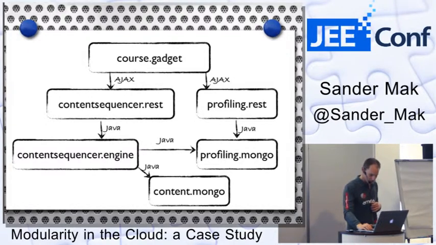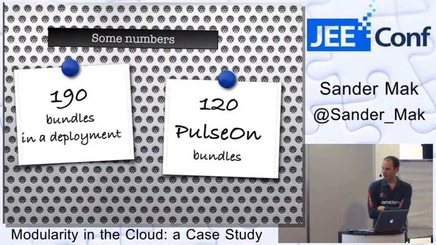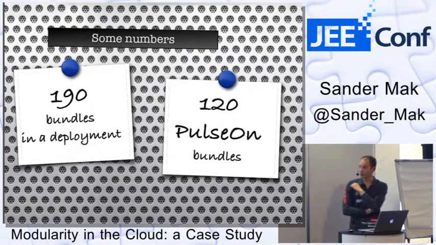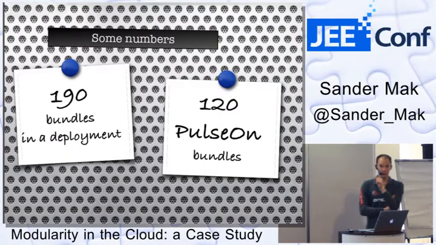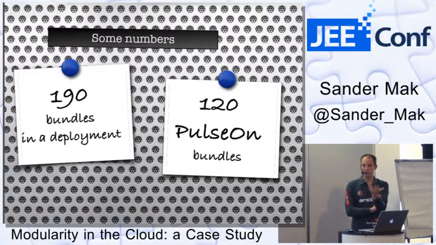Now, you've heard me talking about bundles, bundles, bundles. At this point, in a typical deployment for a school, there are about 190 OSGi bundles comprising the whole system. Those are not all bundles that are written by us. As you can see, there are 120 that are specific Pilsen bundles that we've written. The others, where do they come from? Well, they're just libraries that we use. So, the same way that you would have jars in your WEB-INF/lib, we also use libraries.